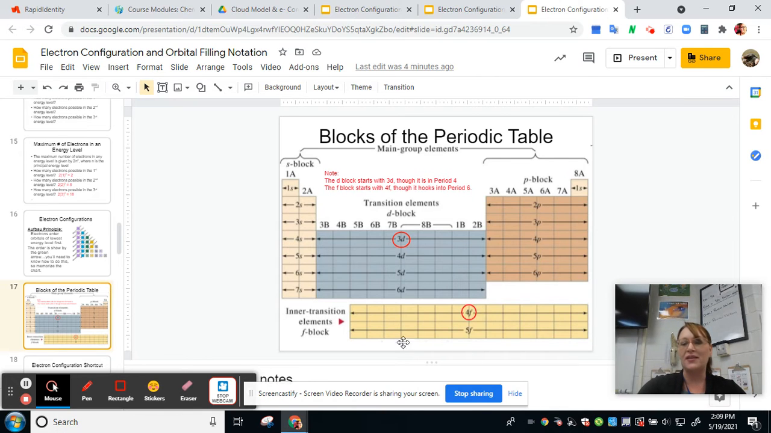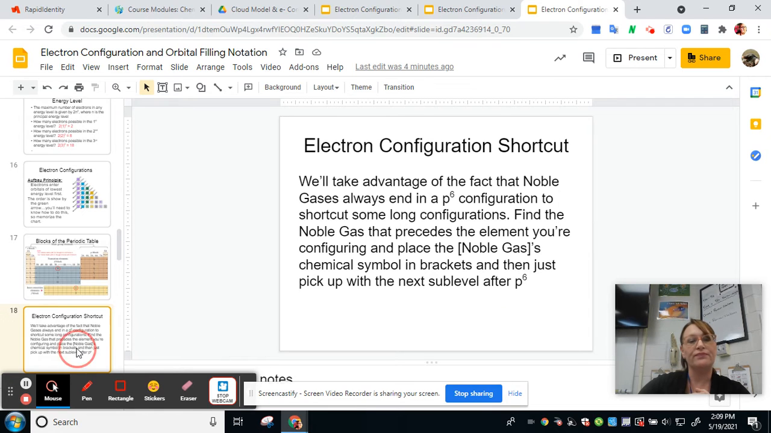The F block elements are down here. And again, there's all that overlapping that happens. So this row starts with 4F and this row starts with 5F. So just looking at the periodic table, if you guys will memorize the block system here, you're going to be able to tell me what the very highest sublevel will be for any atom. And that's a lot of fun because you can check yourself. Okay, now there is a shortcut to electron configurations, and that is noble gases. Let me go back to this.